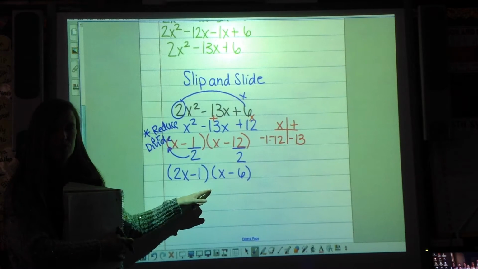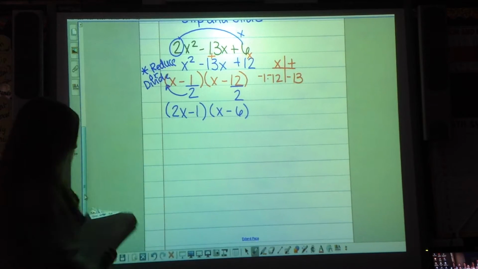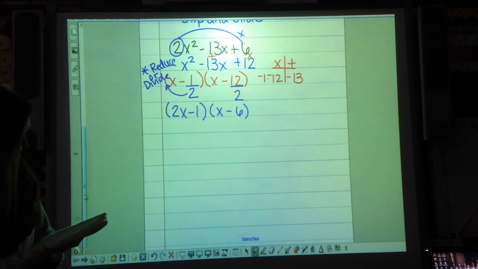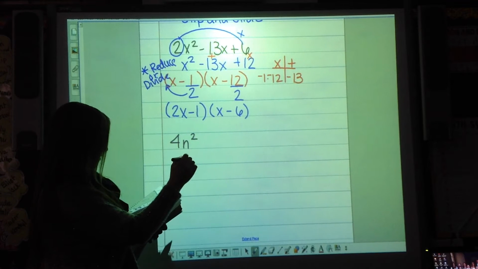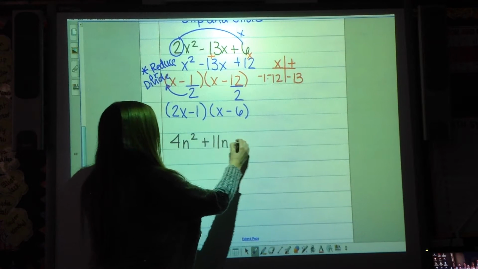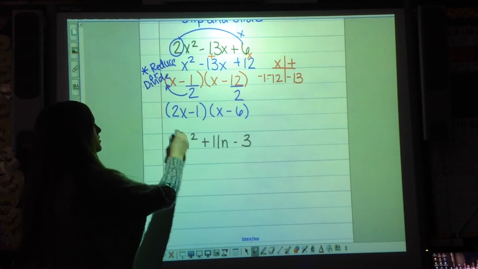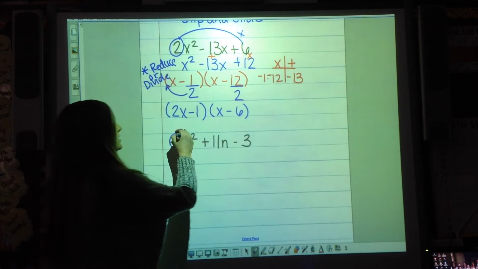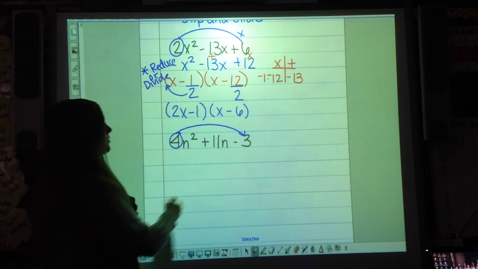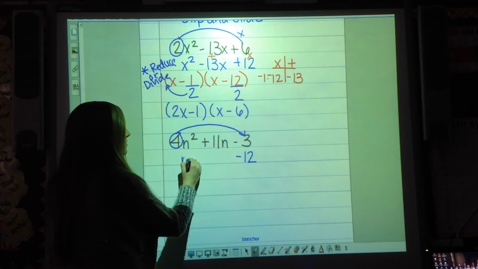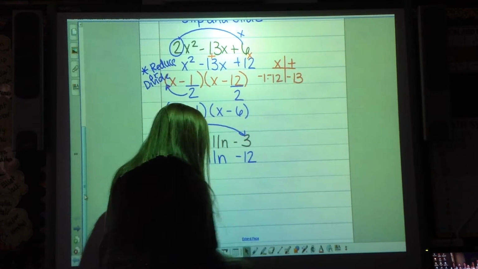There's a strategy compared to just guessing, guessing, guessing, and checking. Let's do another problem. Factor another problem with the slip and slide method. Let's say we have 4n squared plus 11n minus 3. So what I'm going to drop everything else down. Now I'm going to factor it just like I did yesterday.